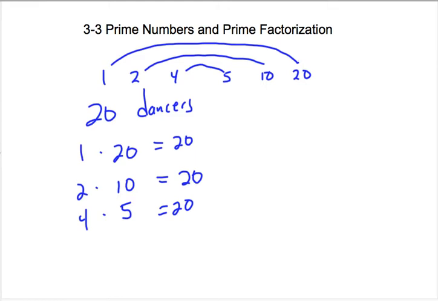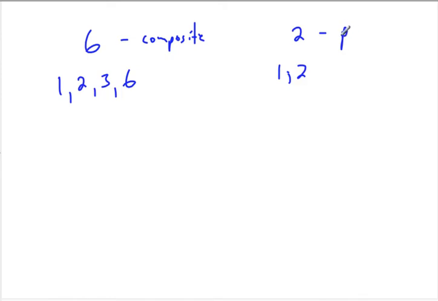Remember, a composite number has more factors than just one and itself. So for instance, 6, its factors are 1 times 6, 2, and 3. So all those are factors of 6, and that is composite. Whereas a number like 2, its only factors are 1 and 2, 1 times 2. So this would be called prime. Some other prime numbers include 3, 5, 7, 11, 13, 17, 19. They kind of go on forever, but prime numbers can only be divided by 1 and themselves.